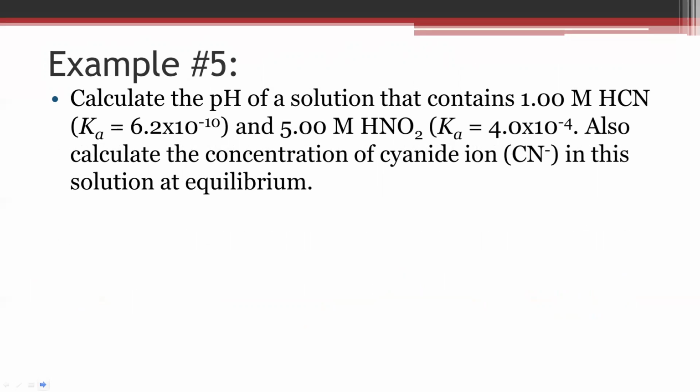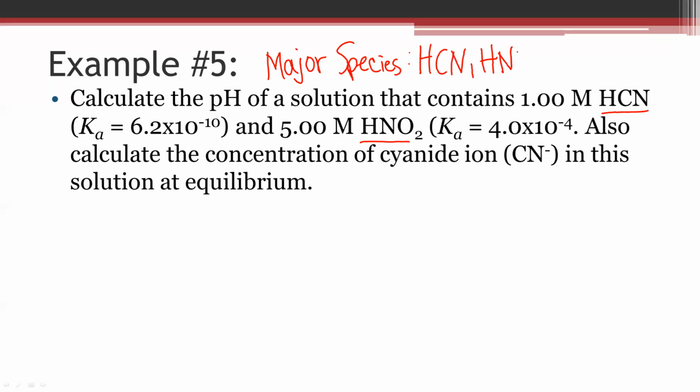Now, first of all, what are our major species? What is going to be present in this beaker? Well, we have our HCN, we have our HNO2, and we also have water. Since we're comparing the Kas here, we're going to compare them all and throw in water. So the major species are the HCN, the HNO2, and water.